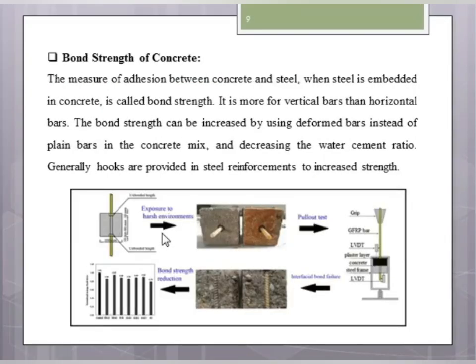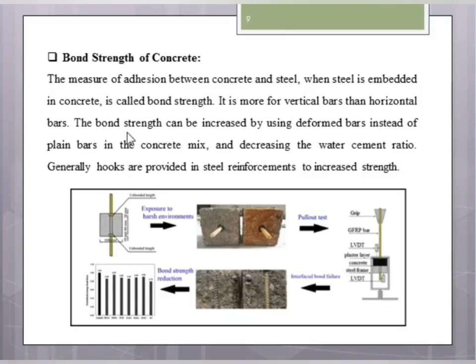Whereas the bonding strength or pull out test is there. So what is bonding strength? It is the measure of the adhesion between the concrete and steel. That is nothing but your bonding strength or pull out test. This test gives the assurance of the bonding between the steel and the concrete. When steel is embedded into the concrete, it is called the bond strength or pull out test. It is more for vertical bars than horizontal bars, because it is subjected to tensile.